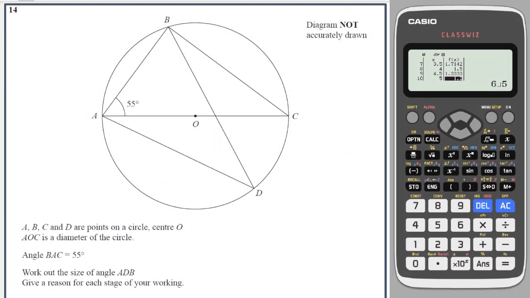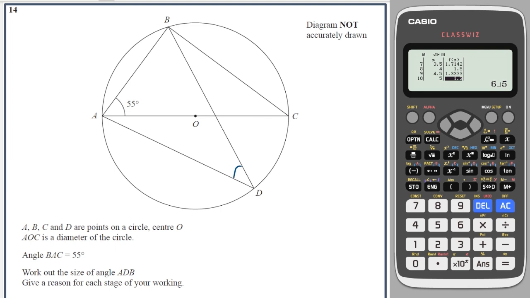Question 14, it tells us that we have a diameter, and it tells us that BAC, so that would be the angle which I find by tracing B A to C, is 55. Great. And it says work out the angle ADB, so it's this angle in here. And it says give reasons for each stage of your working.